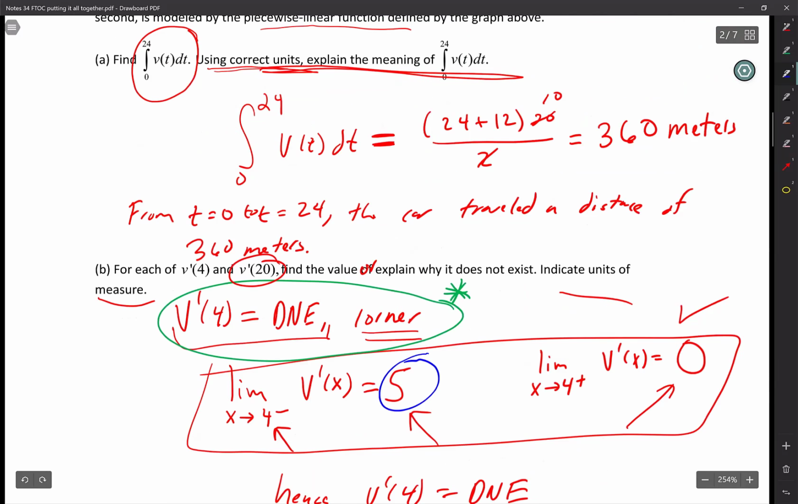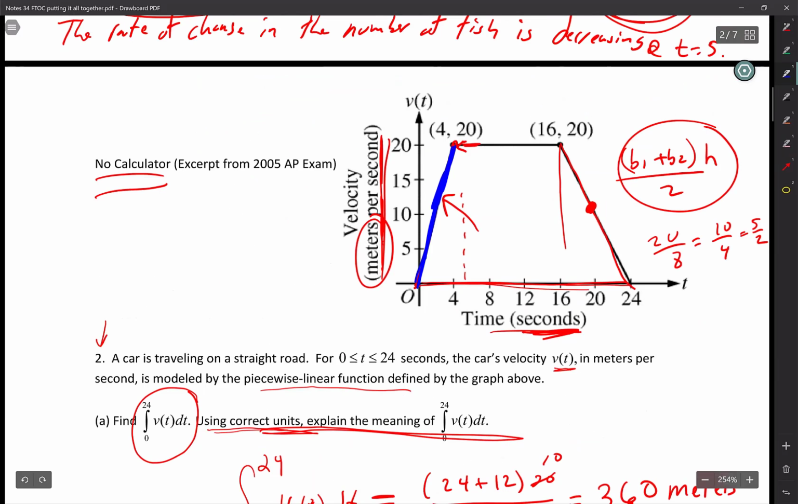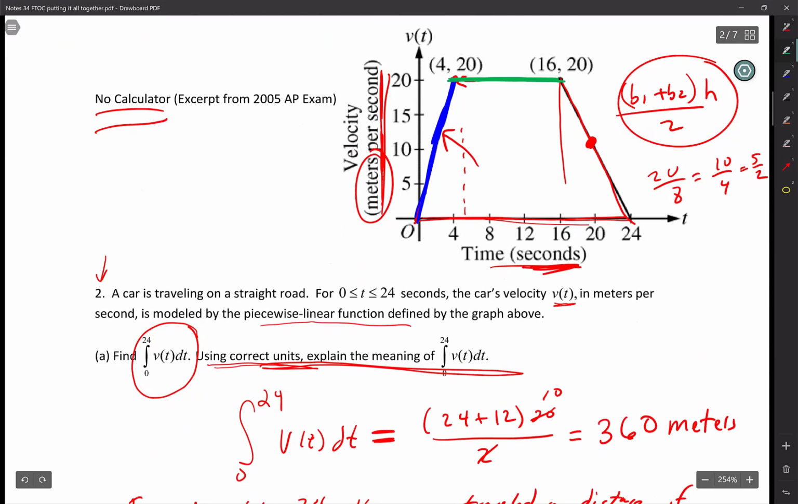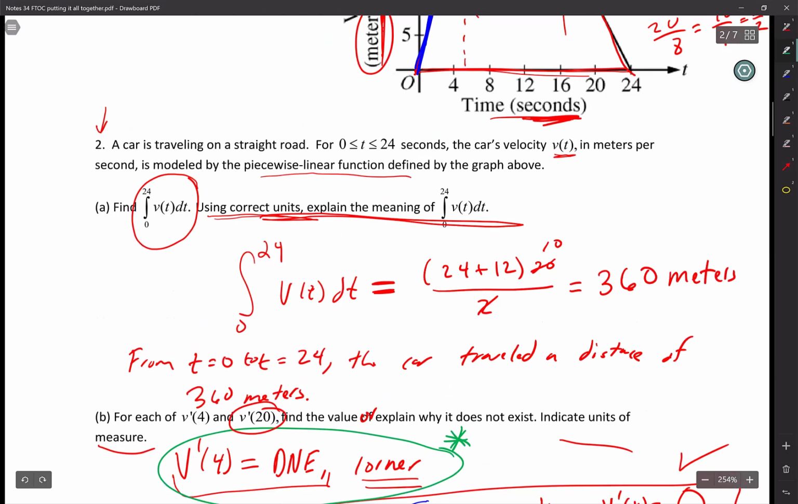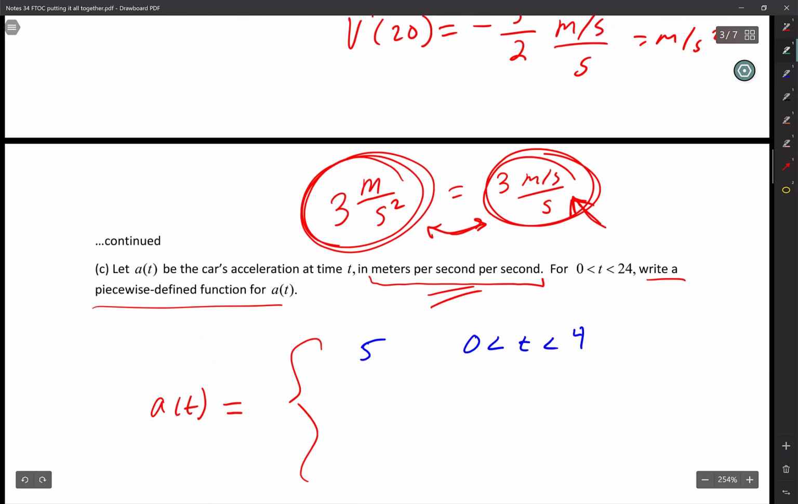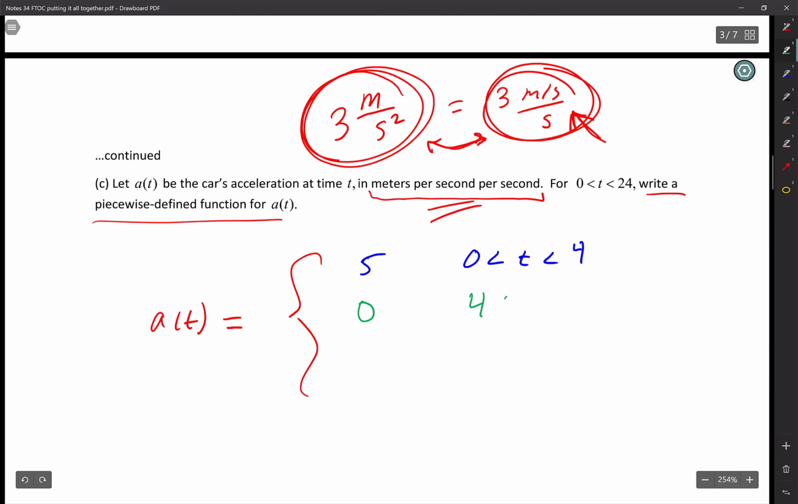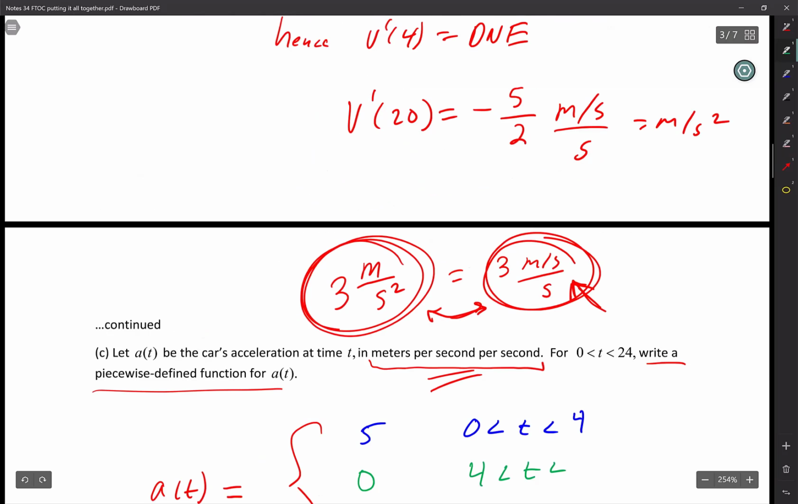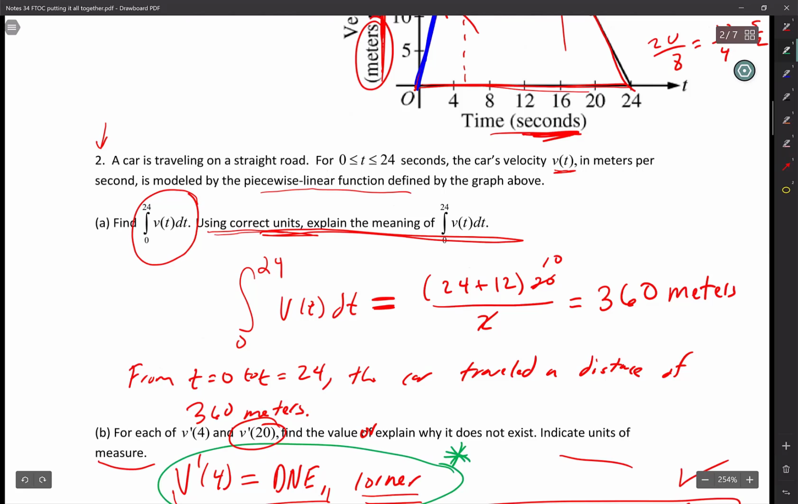All right, let's see. Ms. Curtis, can you tell me the slope of that line in green? Is it 0? Yeah, it's 0. It's flat. It's horizontal. 0 for 4 less than t less than, and I already forgot that time value over there. What is that, 16?